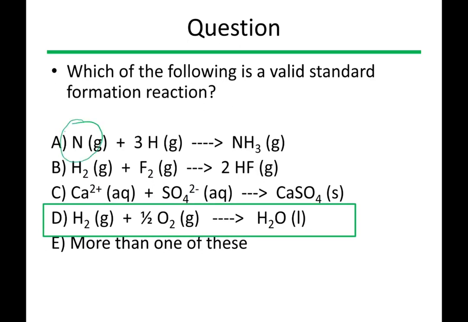Here we have N, which should be N2 in its elemental form. Here we're making 2 moles of HF, not 1. And here we're making calcium sulfate from something that isn't elements, so that one is ruled out. This last one, we have our equation that we already said was good for water. So just D is valid in this case.